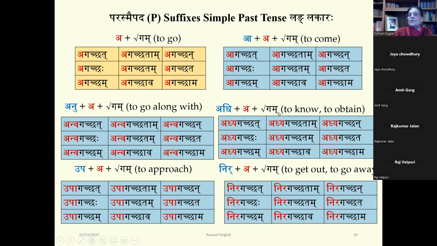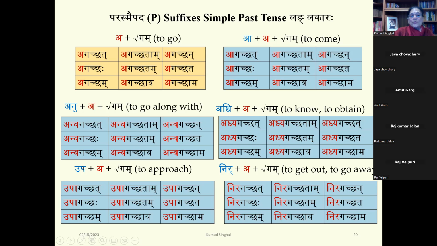So adhi, when added to the root gam, it means to know, to obtain. So like adhigachati means he or she knows. Adhigachami means I know. Right? So now here, look, adhi plus a, there will be a yan sandhi again. I plus a, so it will be adhyagachat. So adhyagachat, adhyagachah, adhyagacham. So this a is replaced by adhya.